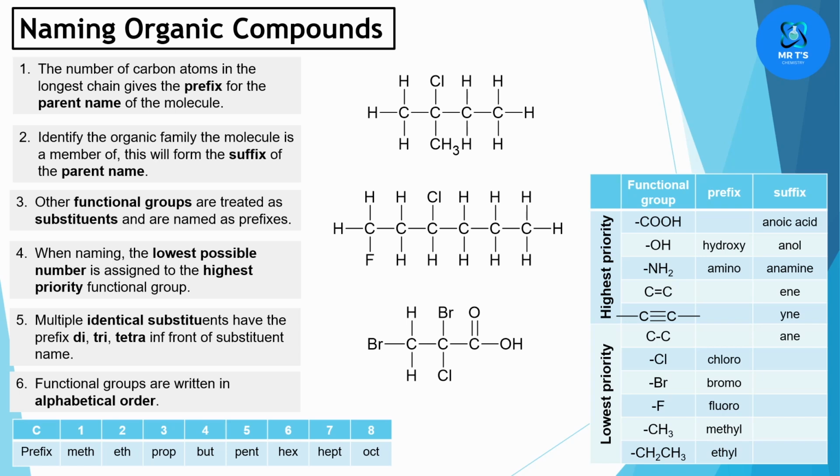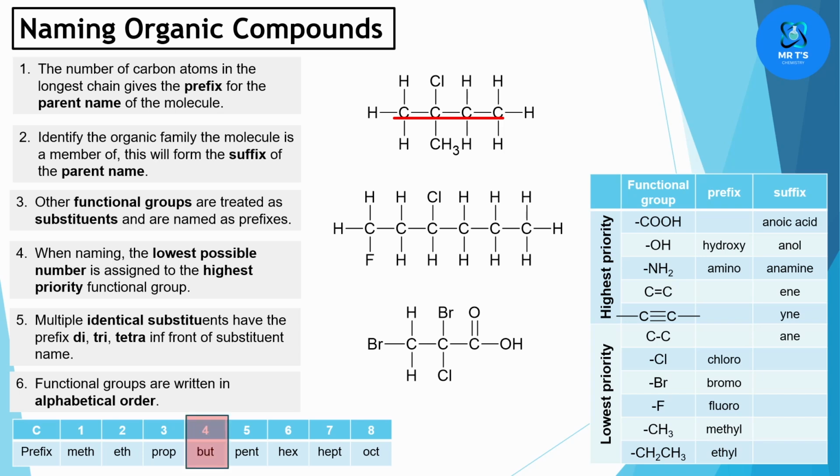The final bit of the final rule, the sixth rule we need to remember for naming organic compounds, is that when we write the functional groups or substituents at the front of the parent name, they have to be written in alphabetical order. Okay, so what do I mean by this?